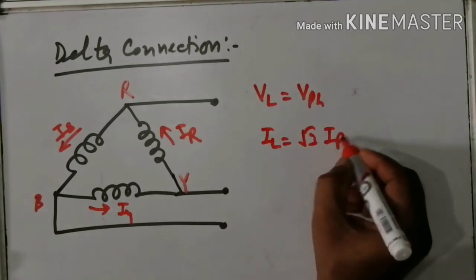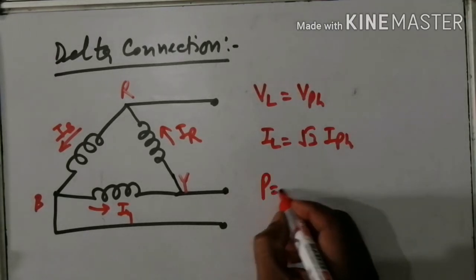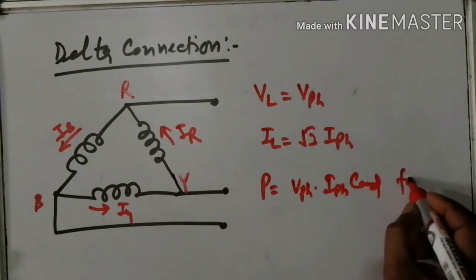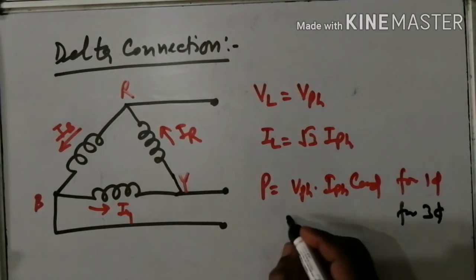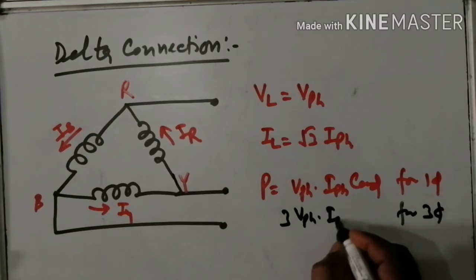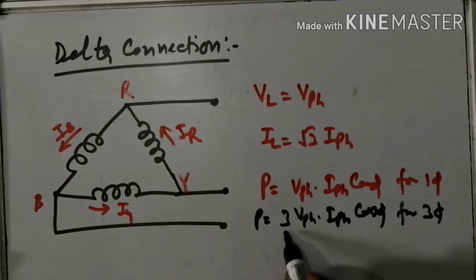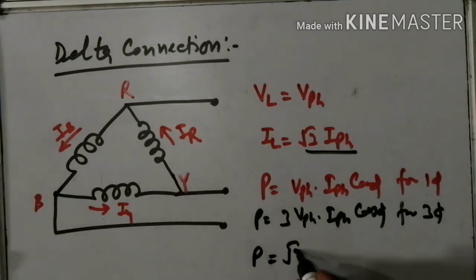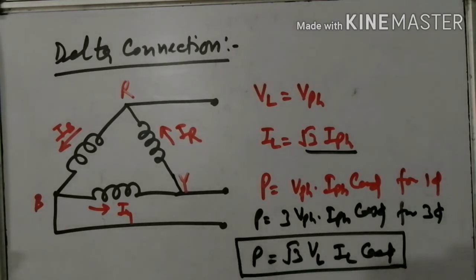root 3 times of phase current, and in the case of power, once again it is VPH IPH into cos phi for single phase, and for the three phase it is 3 times of this one, VPH IPH into cos phi, right? And root 3 times of IPH is known as IL. That's why the power is under root 3 VL IL cos phi. The formula for the power in case of delta or star is same.